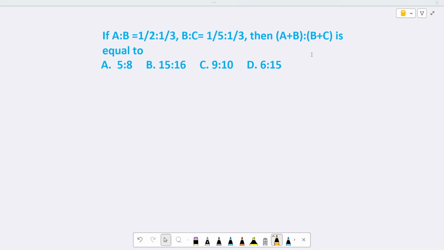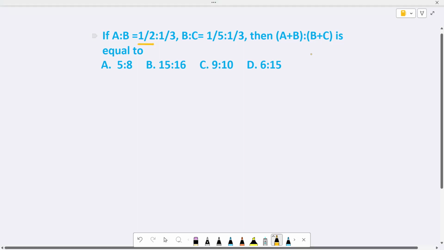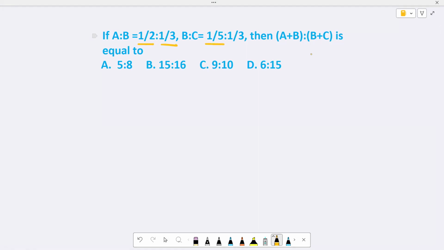In this video, we'll be continuing with the questions of the topic ratio and proportion, specifically for the ratio topic. And the next question says that if A ratio B is equal to 1 upon 2 ratio 1 upon 3 and B ratio C is equal to 1 upon 5 ratio 1 upon 3, then A plus B ratio B plus C is equal to, and then they're asking the ratio of this particular thing itself. So we'll just write it simply.